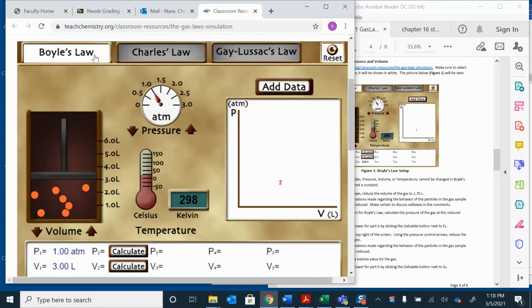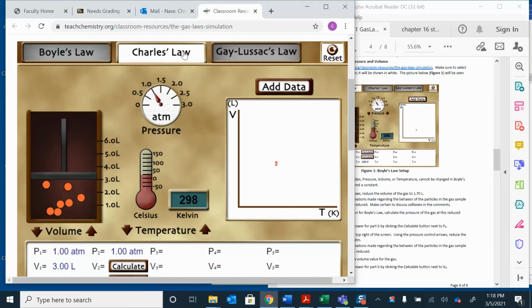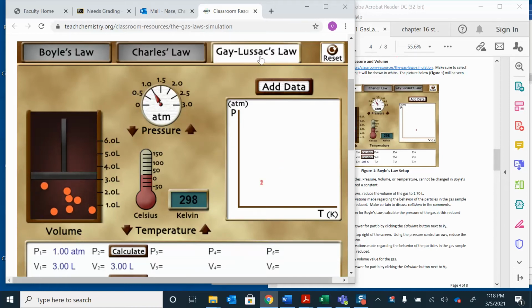So this is Boyle's law, and you'll notice that you can change pressure or volume. If you change one, then the other one's going to adjust automatically. Temperature is being held constant here. In Charles' law, I can change temperature and volume, but pressure is held constant. And in Gay-Lussac's or Amontons' law, I can change pressure and temperature, but volume is going to stay.